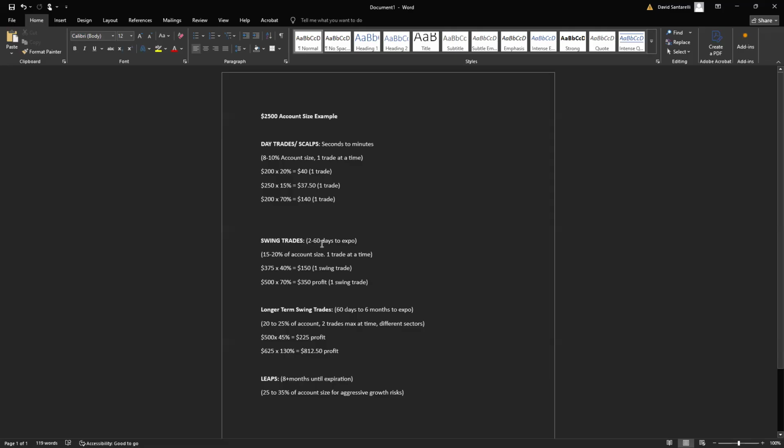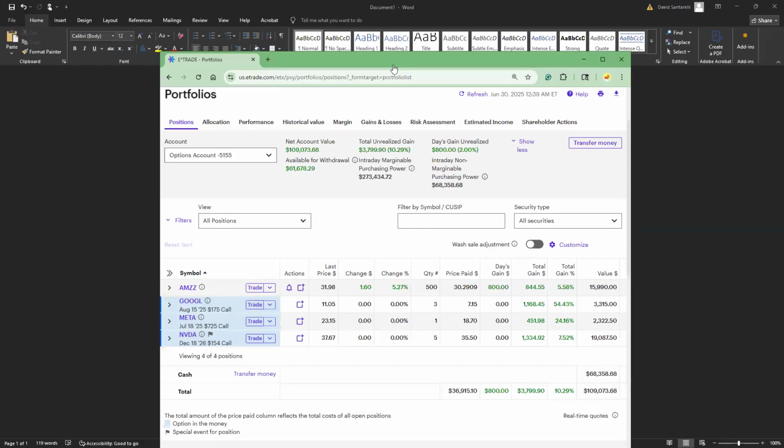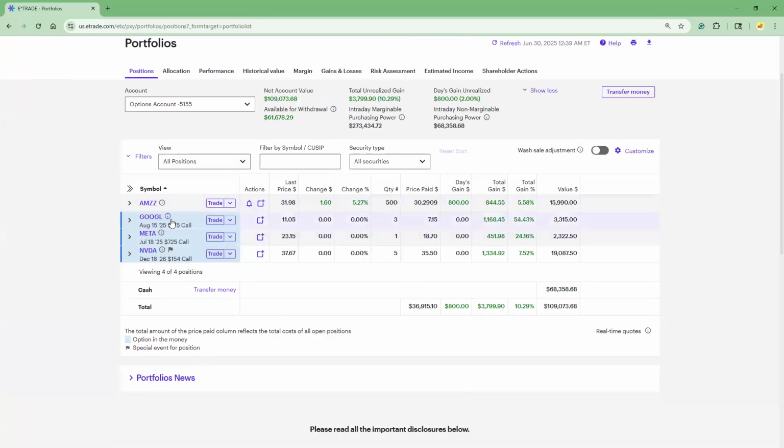Your swing trades are 2 to 60 days out till expiration. There might be some catalysts there, like, for a perfect example, the Meta trade that we made for the July monthly expiration. Yeah, that's July 18th, 725. The Google, that's 2 months out till expiration. So those are 15 to 20%, you know, and that's a perfect example. That Google trade, that was 15%, less than 15%. The Meta trade was even less than that. So you can see that I'm doing proper position sizing in the account here.